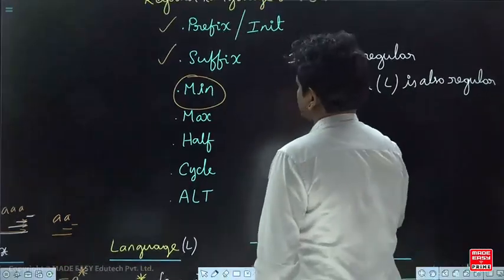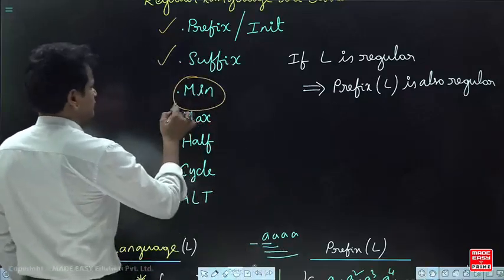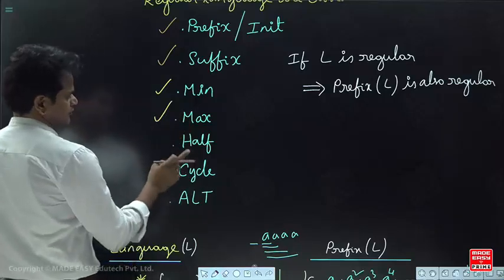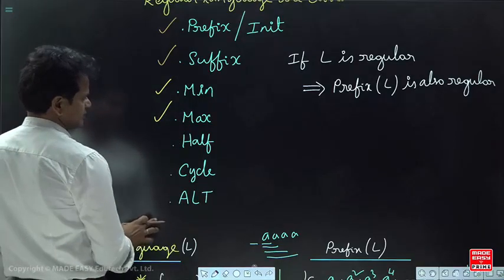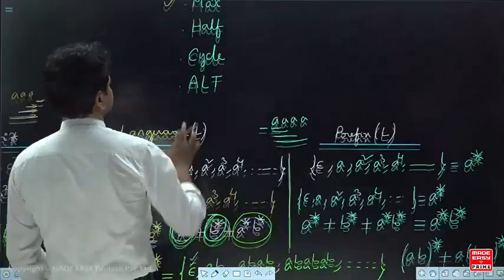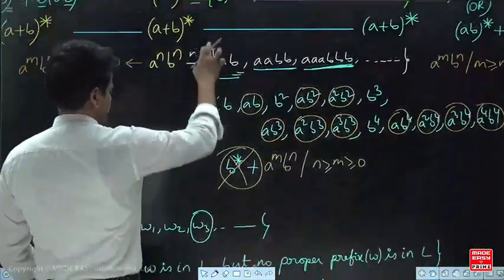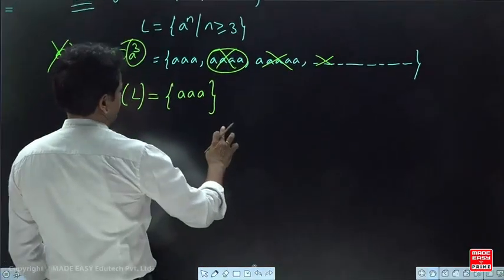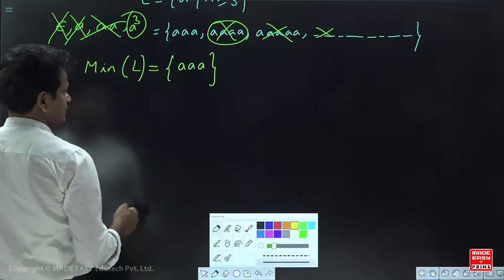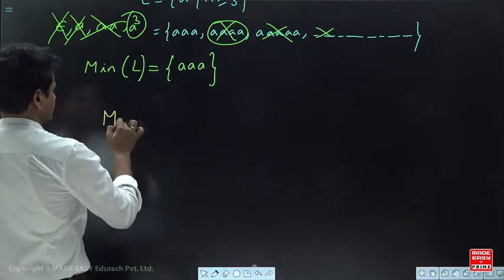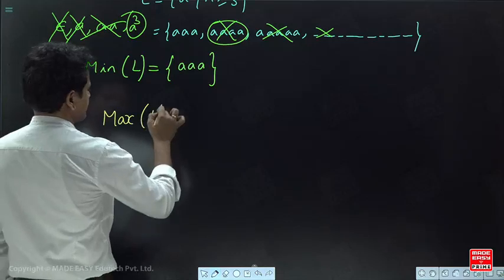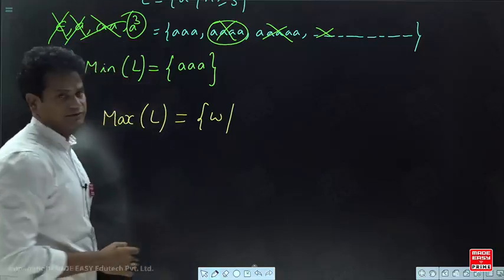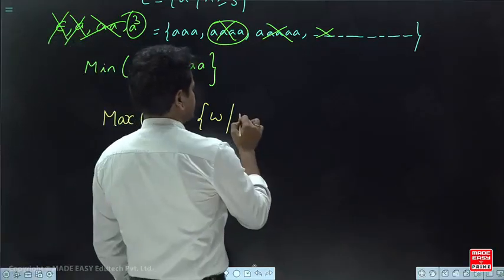So minimum we have done. Now we'll go for max. Max of alt, cycle and alt. Okay, whatever. We'll go for max. What is max? Max of L. Max of L is the set of strings W where W is in L.